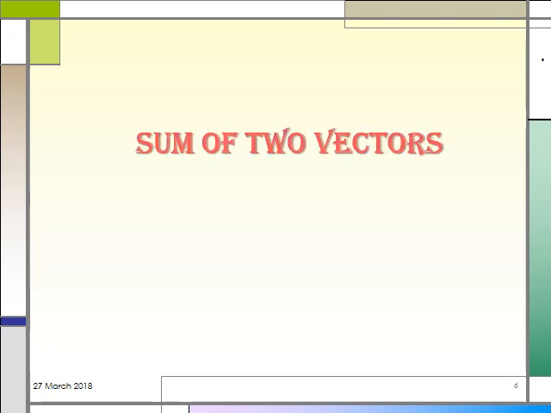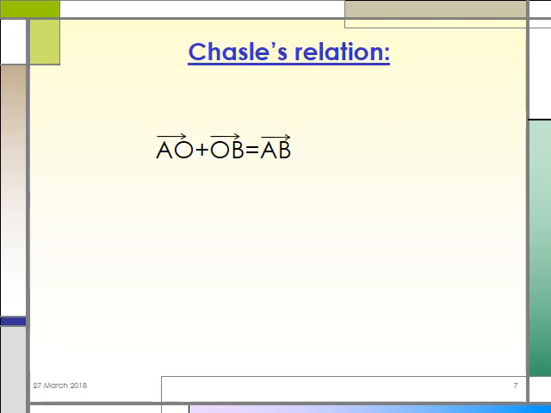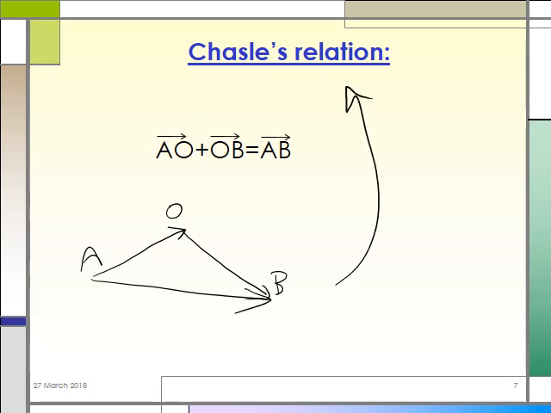Sum of two vectors. Check this relation. Vector AO plus vector OB is equal to vector AB. This is a Chasles relation.